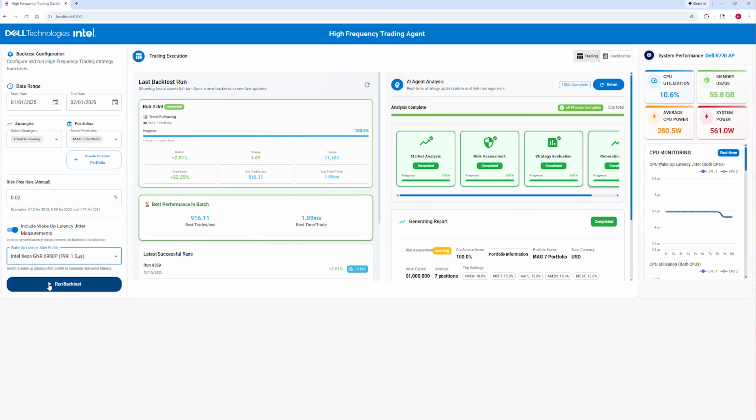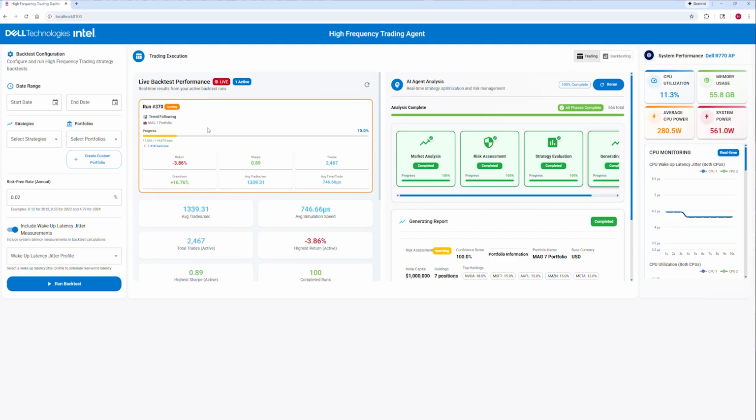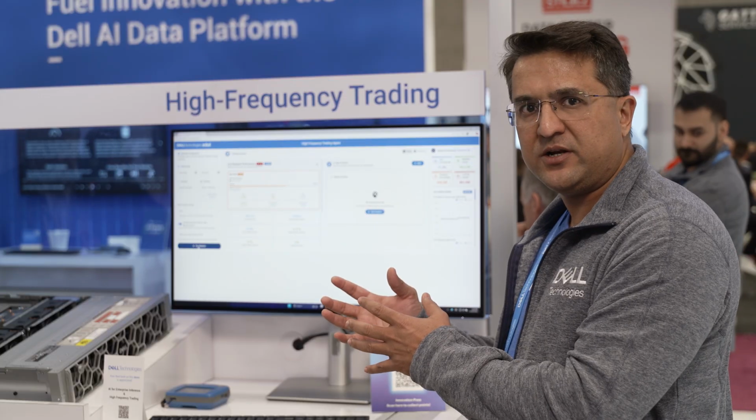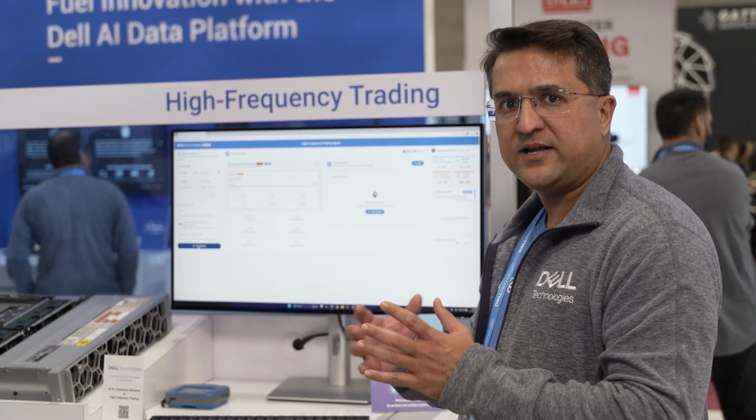In the simulation, you can see there is a live backend testing performance happening, and it's actually using the jitter profile, analyzing how many trades per second, and what's the Sharpe ratio you would get when you use this processor. That can be compared with a previous generation like an Emerald Rapids processor, and that can highlight what's the difference in your trade.